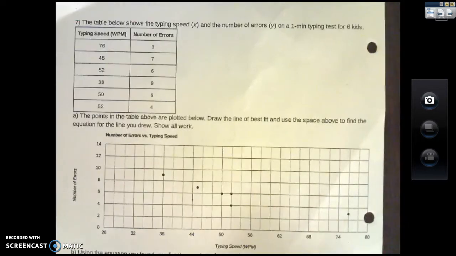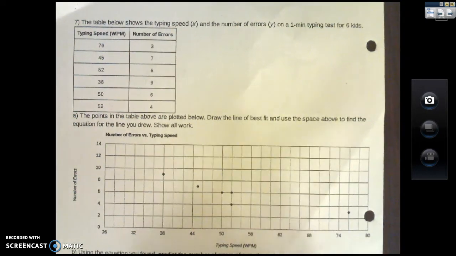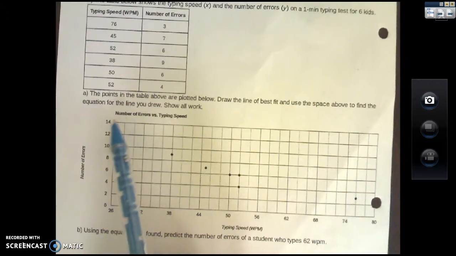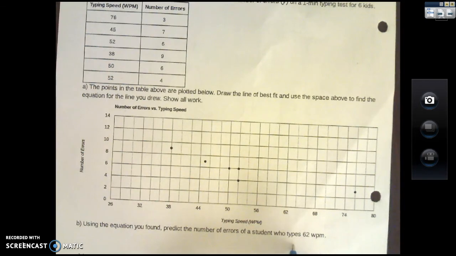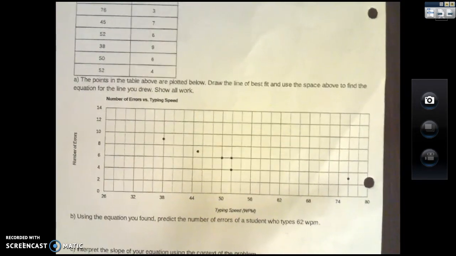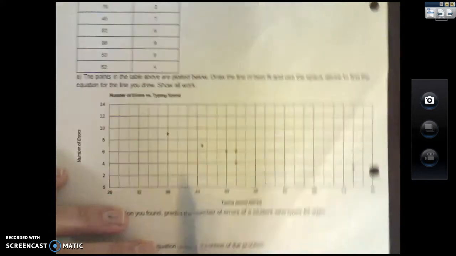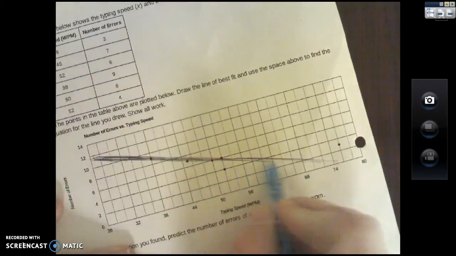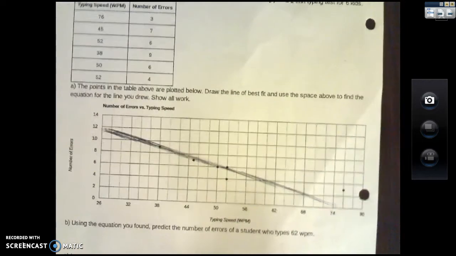Okay, on the back. The table below shows typing speed x and number of errors y on a 1-minute typing test for 6 kids. So, typing speed in words per minute, and number of errors. The points in the table below are plotted below. Draw the line of best fit and use the space above to find the equation for the line you drew. Show all your work. Alright, we all might have a little bit different results, but something along those lines right there. Now it asks you to find the line of best fit.